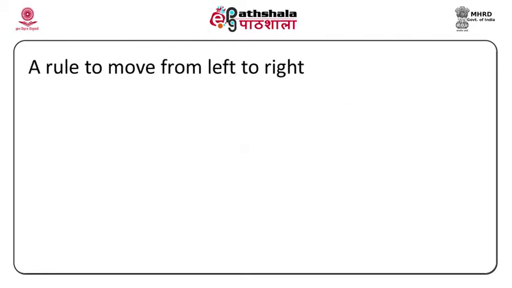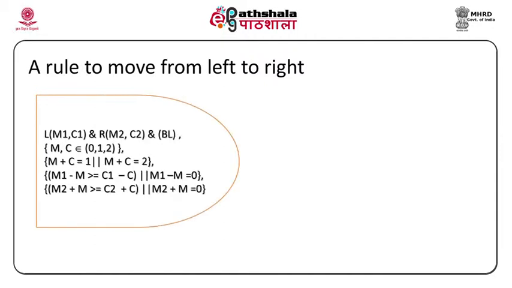Let us look at the rule number 1, moving from left to right. You may be surprised, the earlier example we had 12 moves. This is a harder problem, but we only have 2 moves. Great. See, now try to understand. It is L M1 C1, R M2 C2 and BL.